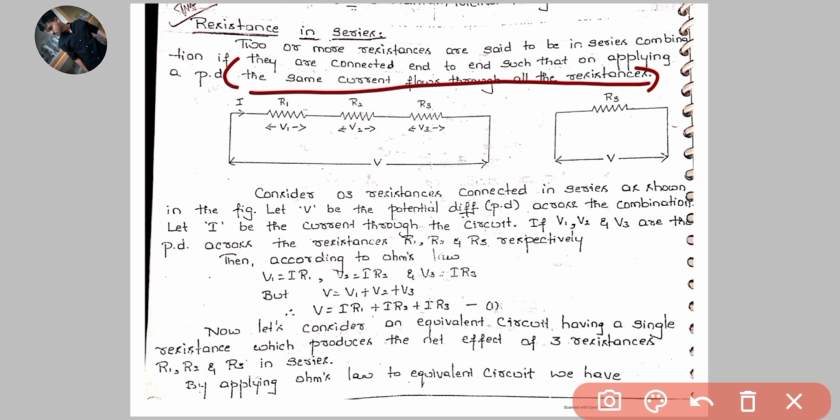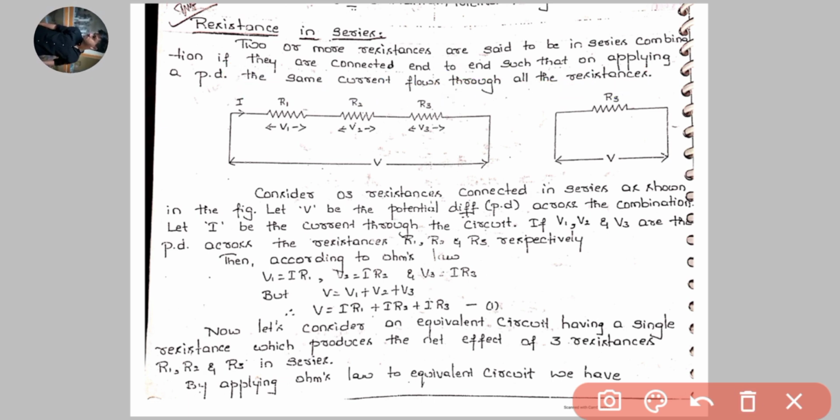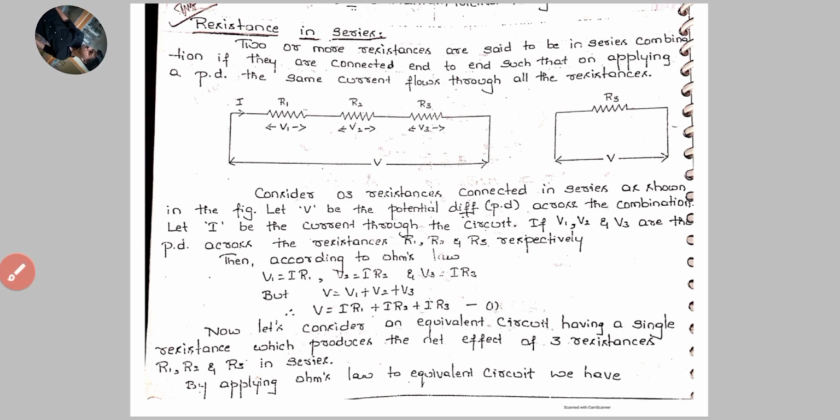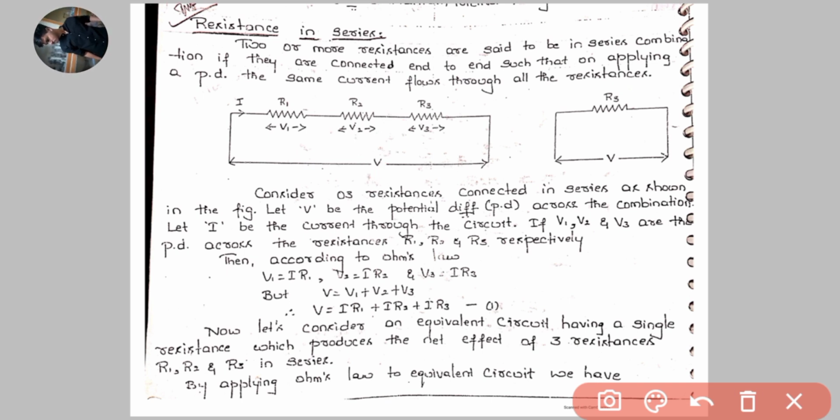That is, when we apply the potential difference, the current which is flowing through the entire circuit is the same, that is equivalent to I. Okay. Let's see the construction, how it is exactly done. Consider R1, R2 and R3. Three resistors R1, R2 and R3, place them in series combination. Then V is the potential difference across this combination, and I be the current through the circuit.